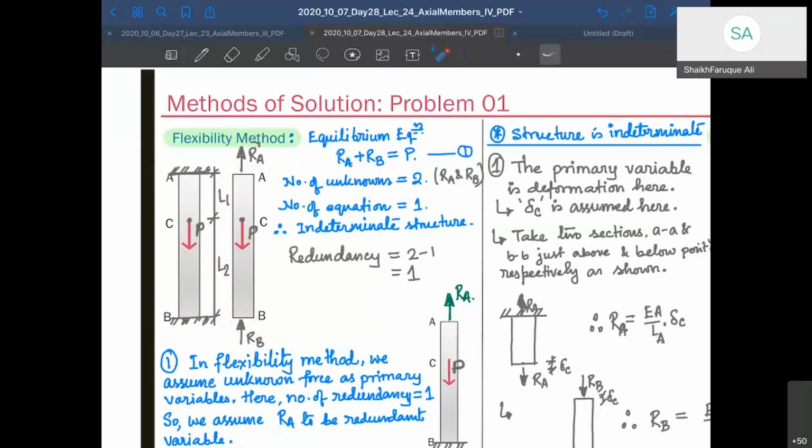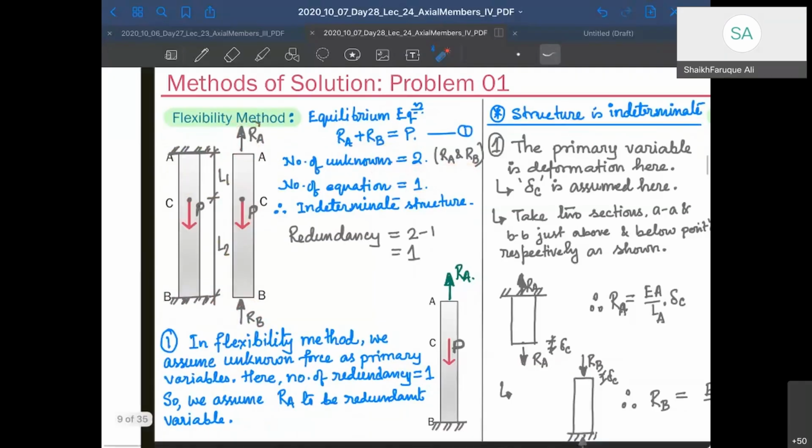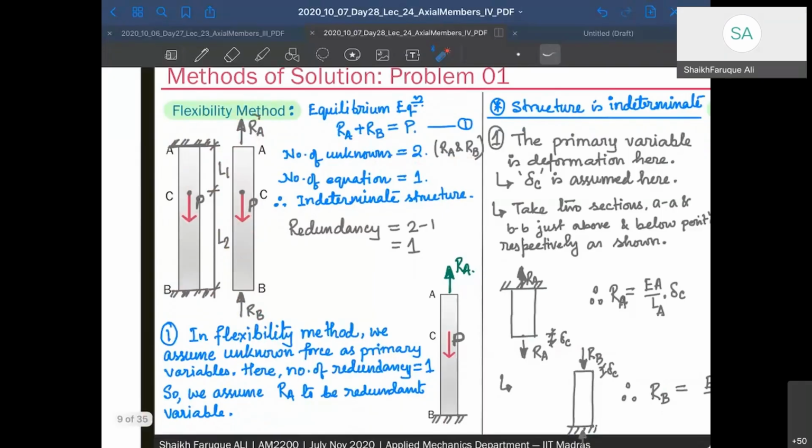That's my equation 1. And I need to find another equation to solve it. As I said, the number of unknowns here is 2, RA and RB. Number of equations is 1, right? So this is an indeterminate structure. And the number of indeterminacy or redundancy is 2 minus 1, 1. So I need one more equation to solve it. And that one more equation should come from the compatibility condition.